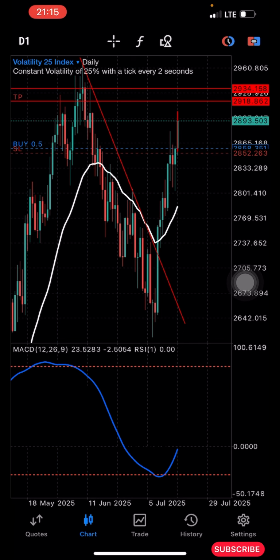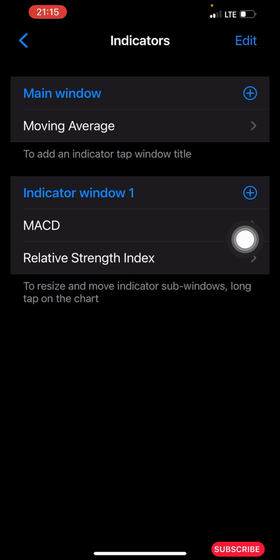Before I forget, let me quickly share with you guys the indicator setup and we are done with this video. You click on this F icon here. After clicking on that, you search for your MACD. You click on the main window plus icon, you search for the MACD. These are the properties for the MACD: the fast EMA is 12, slow EMA is 26, MACD SMA is 9, apply to close.